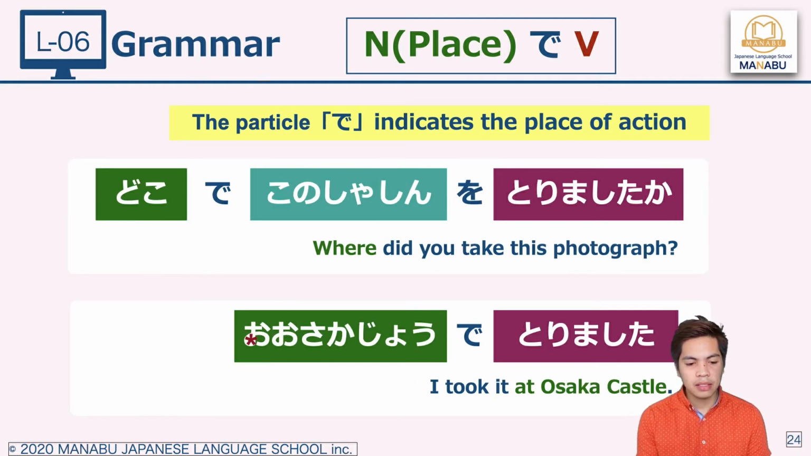Next example, doko de kono shashin o torimashita ka? Where did you take this photograph? So shashin o torimasu is to take a picture. Kono shashin is this picture. Kono shashin o torimashita ka? So answer the word doko de, the interrogative doko de. Osaka jo de. So Osaka jo, it means Osaka Castle. So Osaka jo de torimashita. I took it at the Osaka Castle.